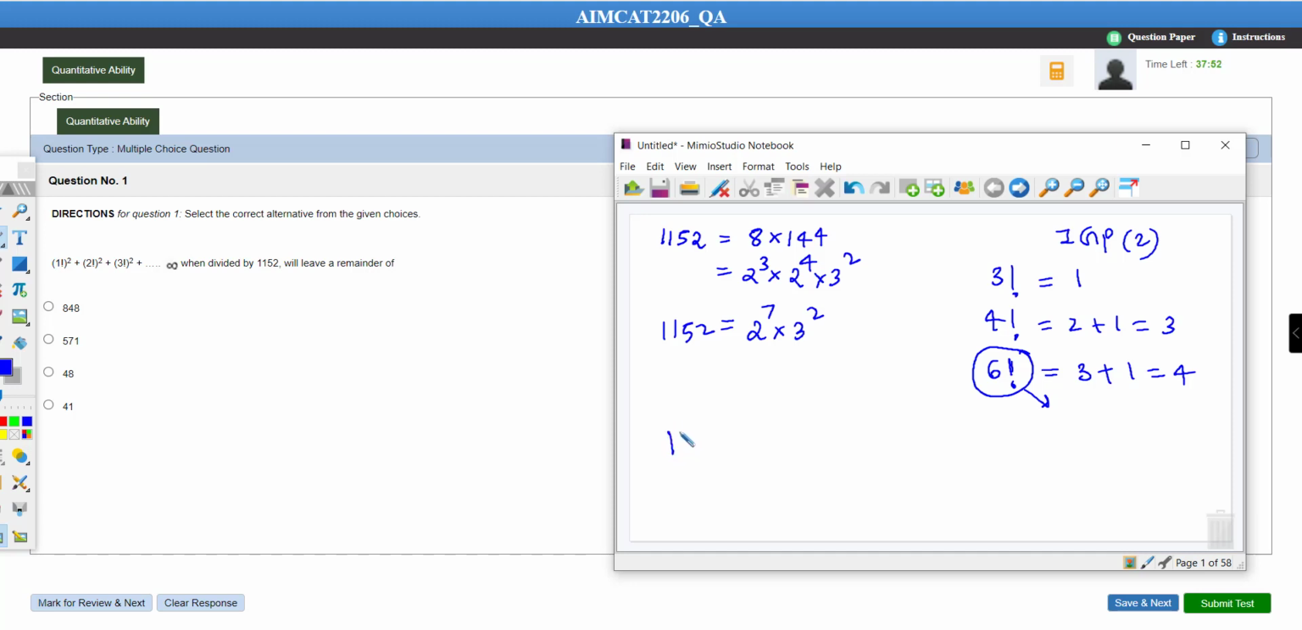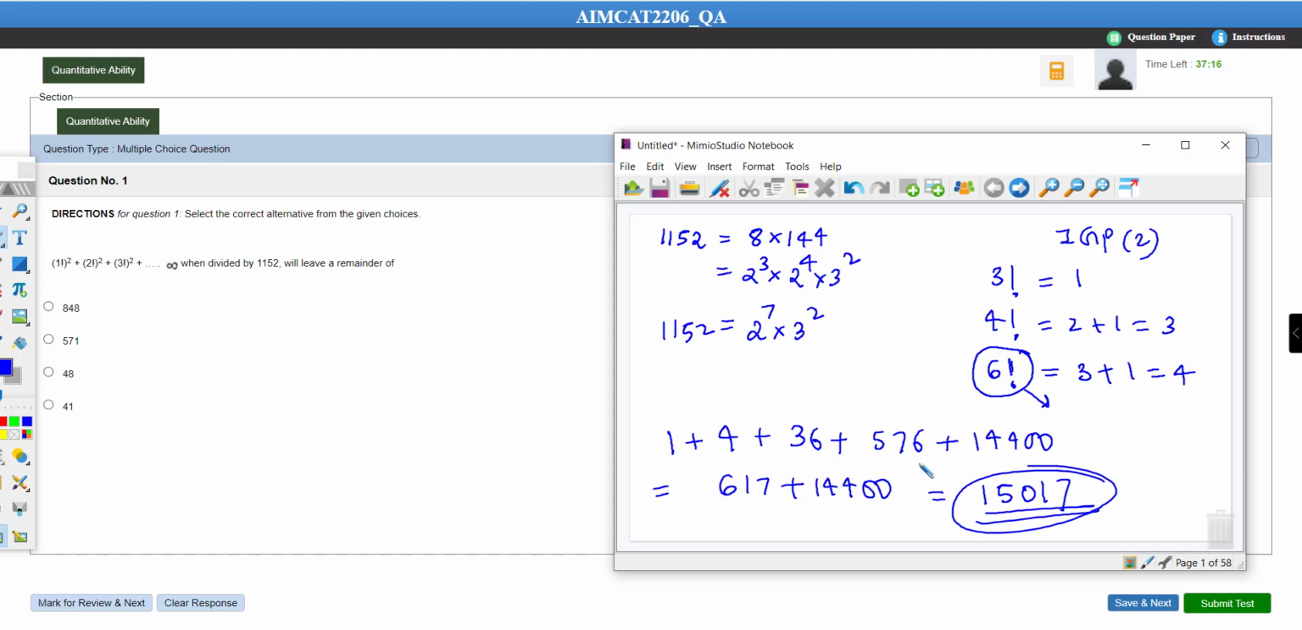1 factorial square is 1, 2 factorial square is 2 square, that is 4, 3 factorial is 6, square 36, 4 factorial is 24, square 576, and 5 factorial is 120, square 14400. Let's add this. 36 plus 4 plus 1 is 41, 576 plus 41 is 617. Then 617 plus 14400 is 15,017. Now we are supposed to divide 15,017 by 1152.